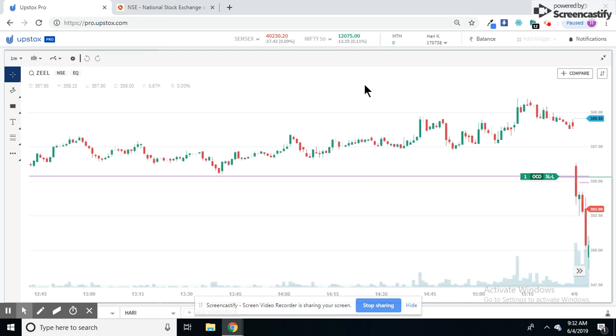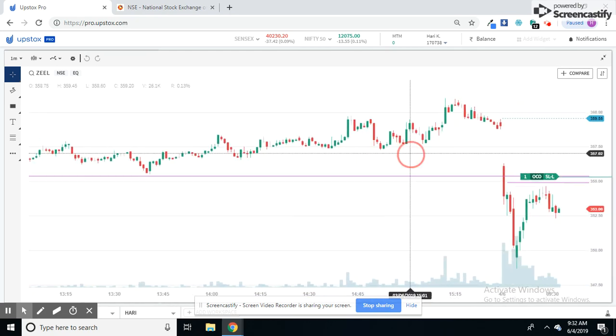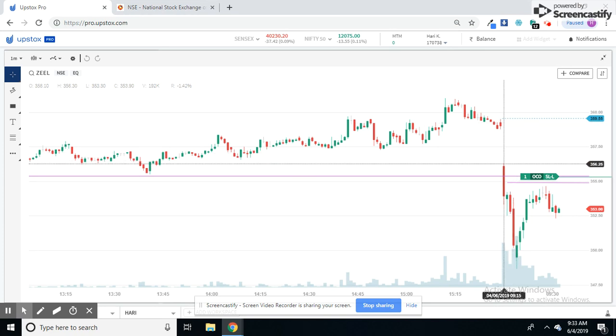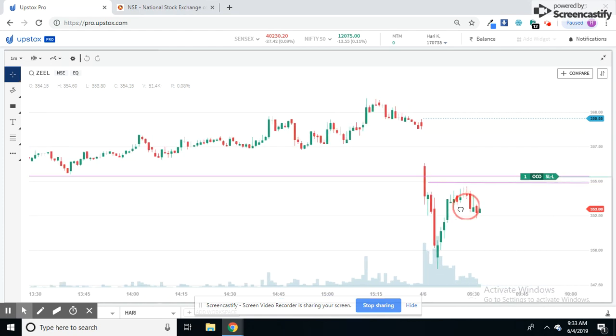This phenomenon is known as a gap down opening. Gap down opening means the closing was over here, and the market opened at a gap down, that is, it opened by a reduced percentage. It closed at 359.5 yesterday. Today the market opened at 356. So there's a gap over here, so it's known as a gap down opening.